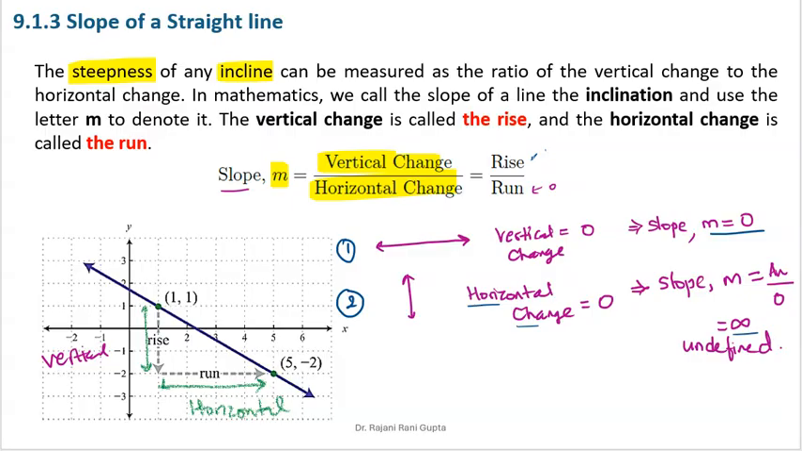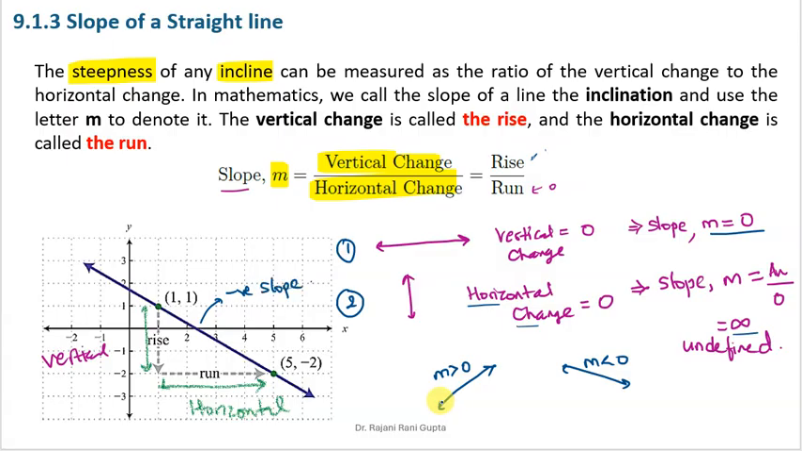Also, if you have your line moving like this from left to right, in this case the slope is positive, whereas in this direction the slope is negative. Like this line is having the negative slope.